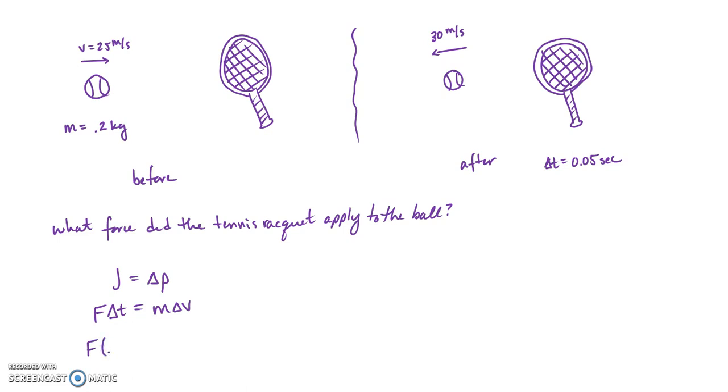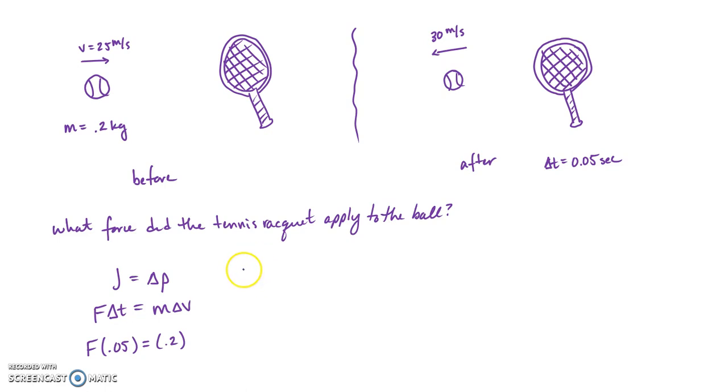The time was 0.05 seconds. And then we need to know the mass. Oh, there's the mass of 0.2. And then velocity. It's a change in velocity. And this is where students make the big mistake. It's not a velocity, it's a change in velocity.